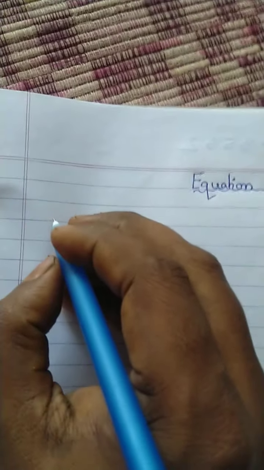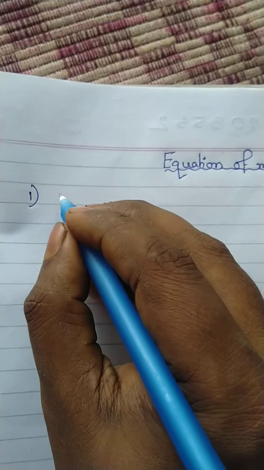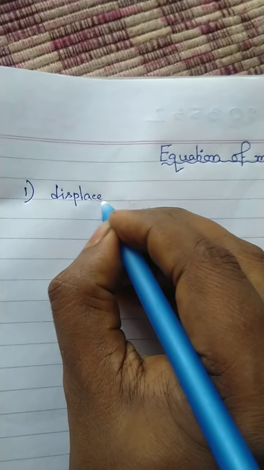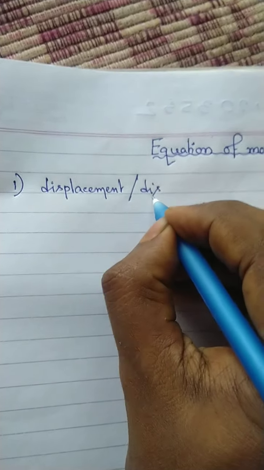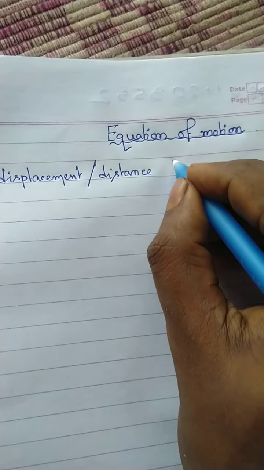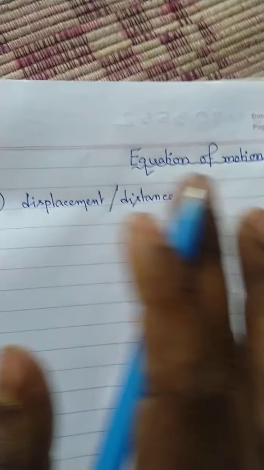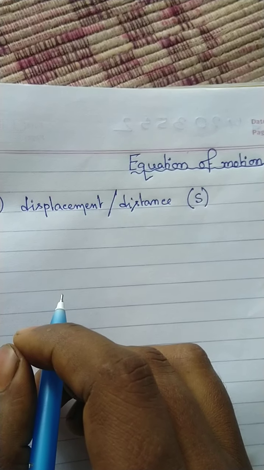Now we actually know these quantities like that. Number one is displacement or distance. Those are the quantities. Literally those quantities are symbolized by S. In some other books it is represented by D.